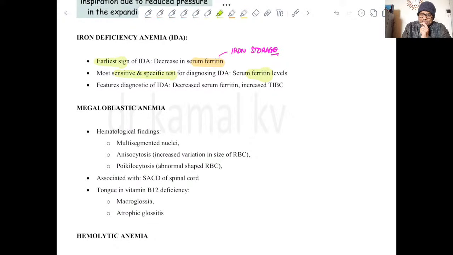Apart from decreased serum ferritin, there is one parameter which is increased in IDA, which is total iron binding capacity. So if you find these 2 points, your diagnosis of IDA will be well made, right? So high TIBC and low serum ferritin.